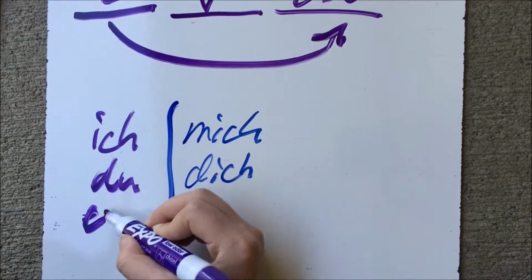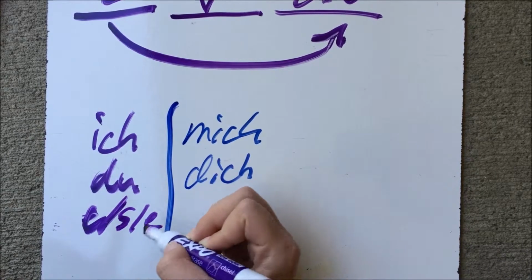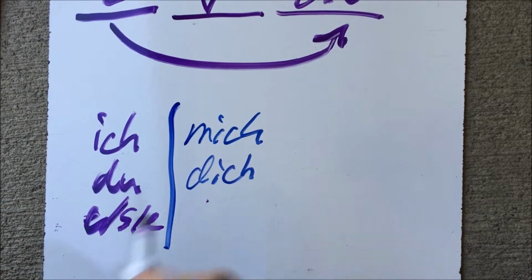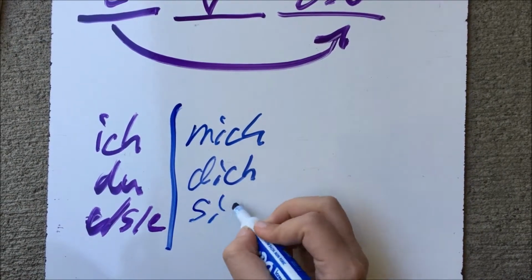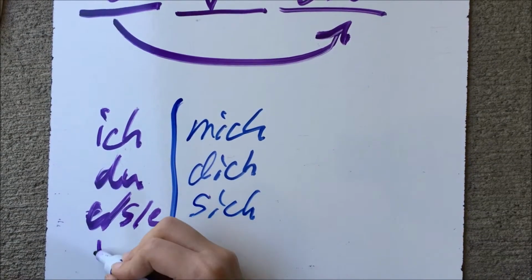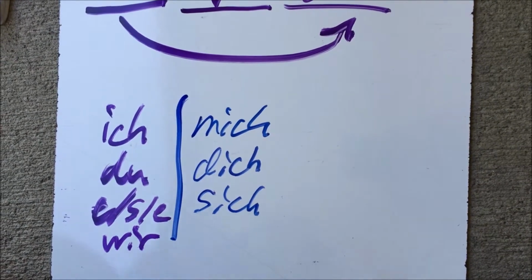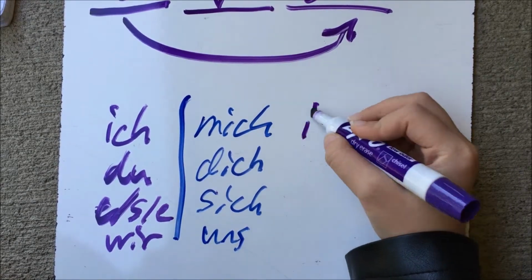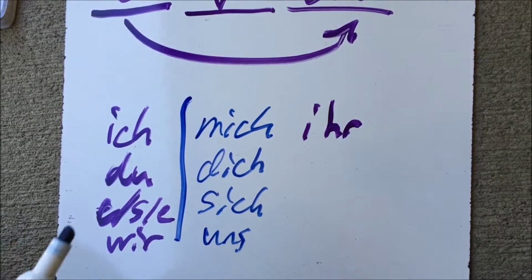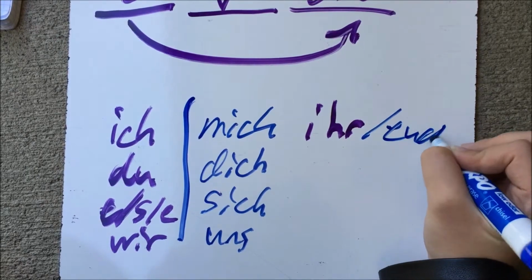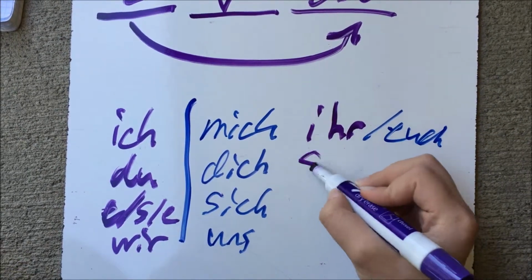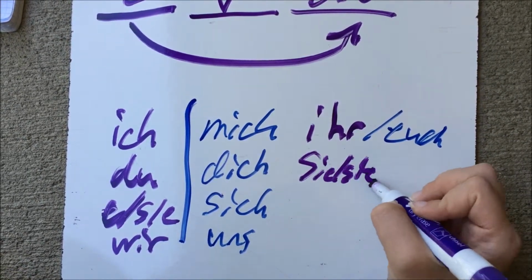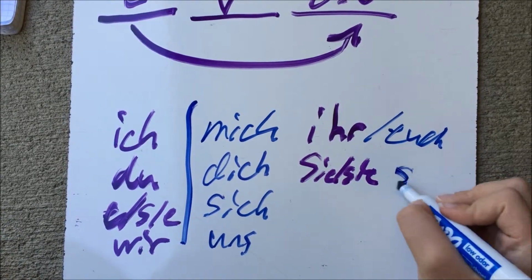Er, sie, es with sich. Wir is uns. Ihr is euch, and sie is sich as well.